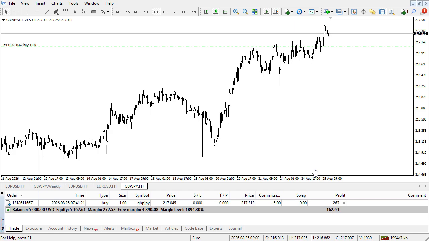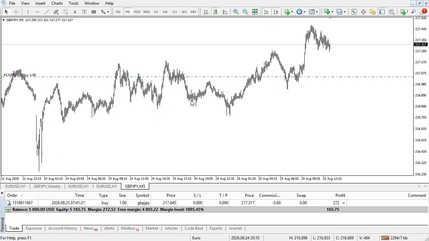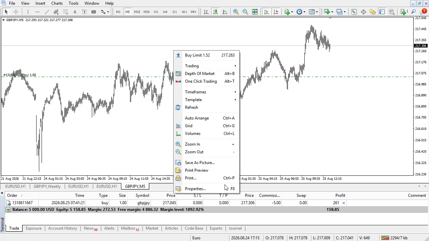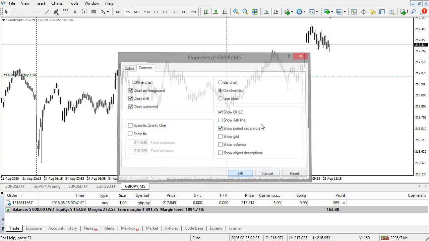Let me give you an example. What we have on the screen right now is a price chart, obviously. If we were using something like a range breakout trading strategy, it would look something like this. Let me go to a lower time frame to make it easy to explain. This is the 5 minute chart, and let me quickly add period separators to make it easy to see.